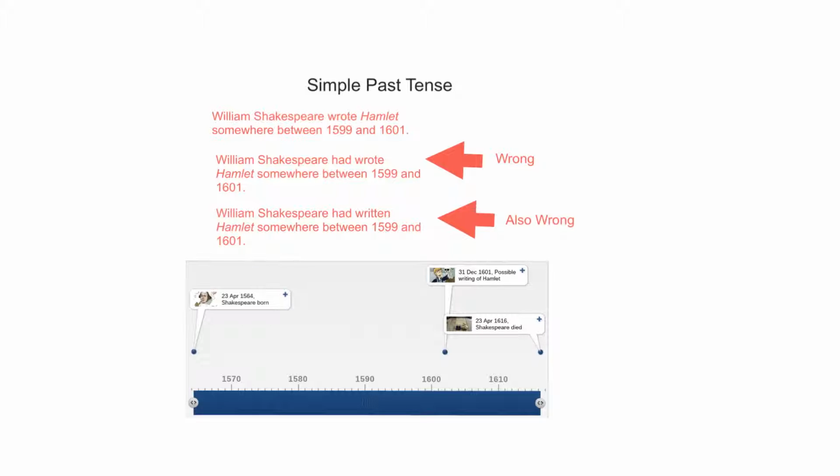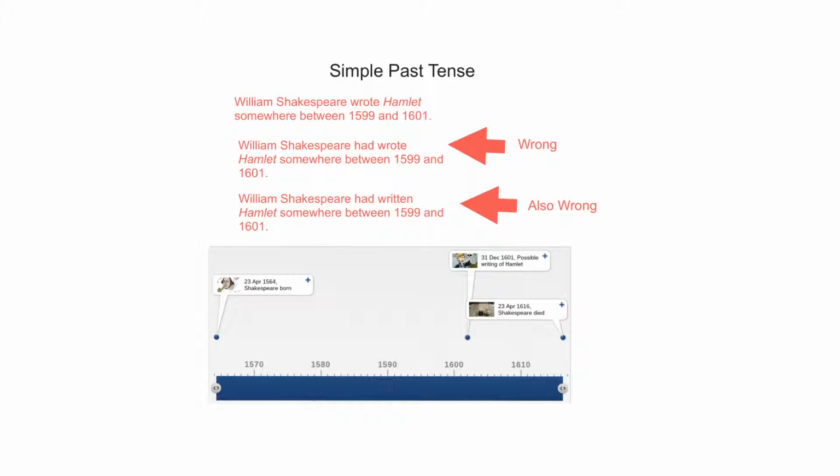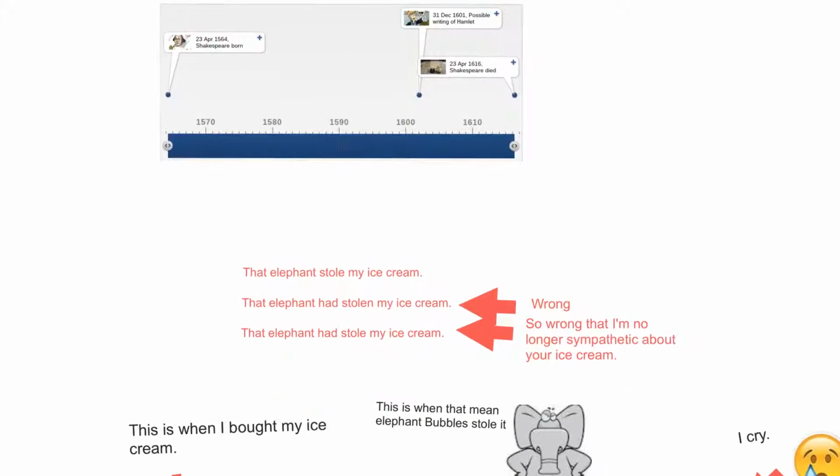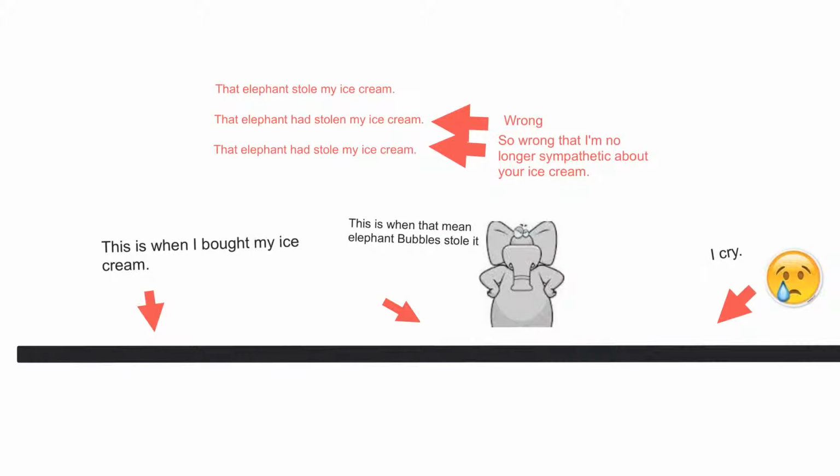William Shakespeare had wrote Hamlet somewhere between 1599 and 1601? Or William Shakespeare had written Hamlet somewhere between 1599 and 1601? Get it off the screen. It's giving me apoplexy just looking at it. I get it. So, that elephant stole my ice cream is good, but if I say, that elephant had stolen my ice cream, or that elephant had stole my ice cream, it just doesn't work.